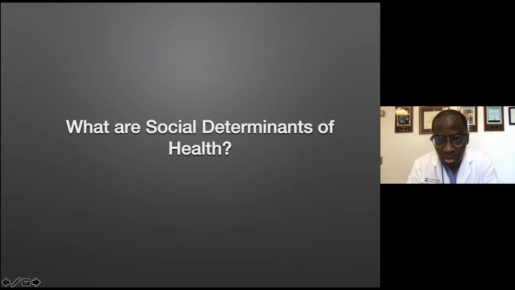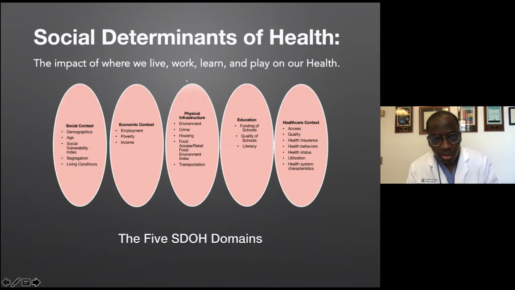So what are social determinants of health? Well, we know that they are the impact of where we live, where we work, where we learn, play, and even pray on our health. There are 5 broad domains: the social context, which we often hear about, and the healthcare context, which we often hear about within our healthcare settings. But there's also the economic context, which is a powerful determinant of health, physical infrastructure, and I'm going to say a little bit more about this, and the educational context.